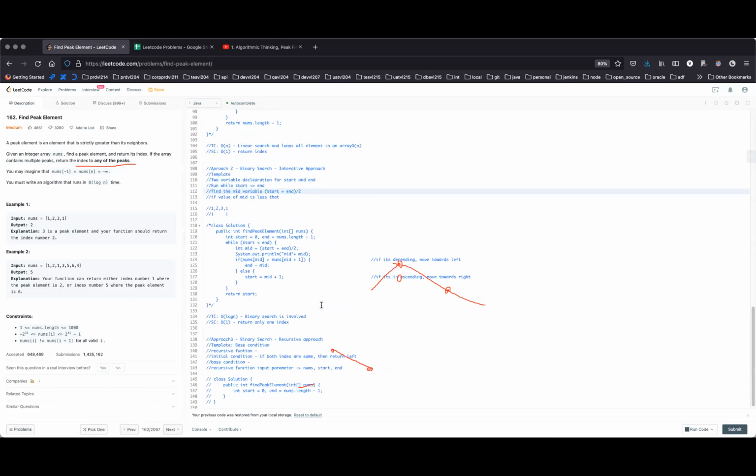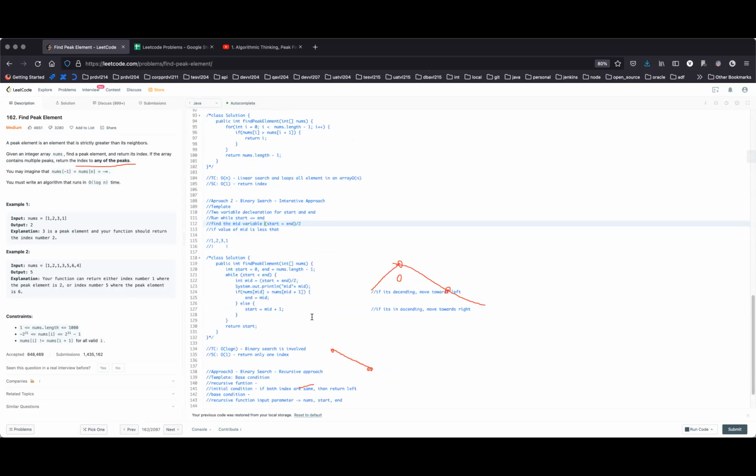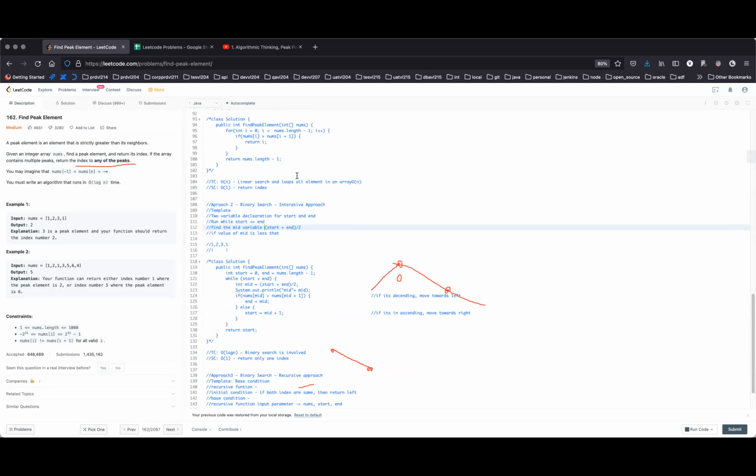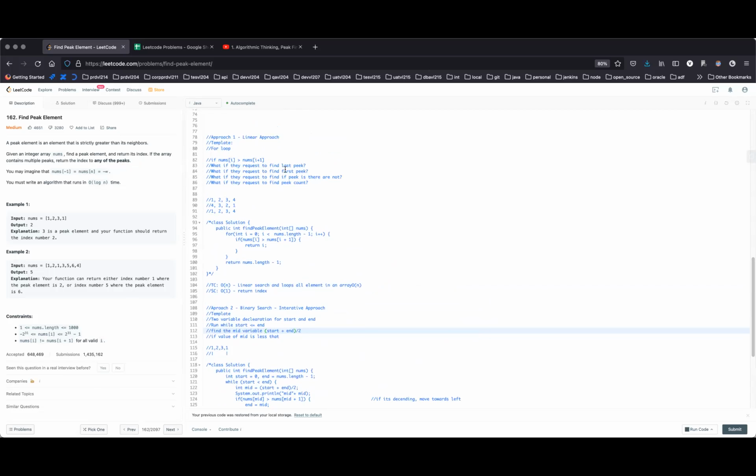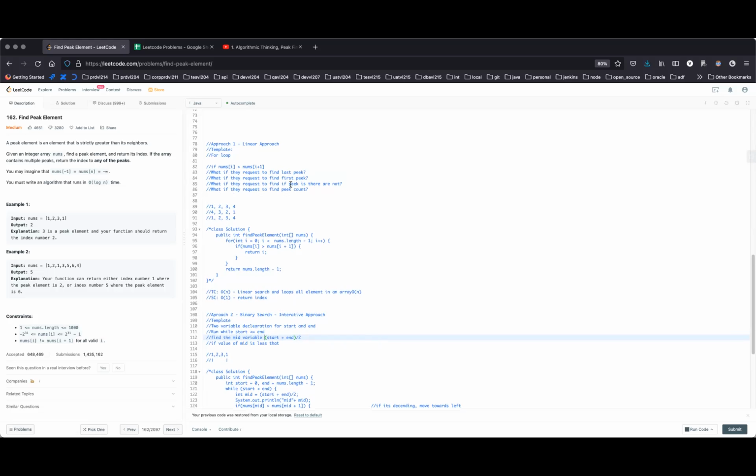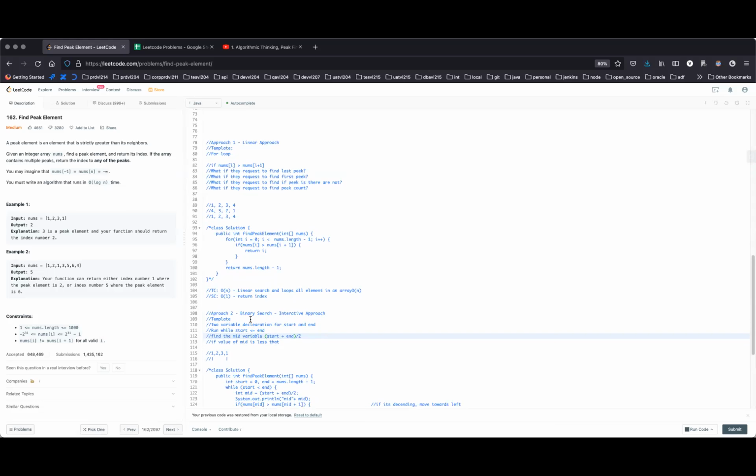Yeah, that's pretty much from the solution side. I do have some questions, like what if they ask some other variations, like find the first peak or last peak or find all the peak counts? I think definitely we may not be able to use the binary search approach in case they ask us to find the last peak or first peak. Binary search will not work in that case.